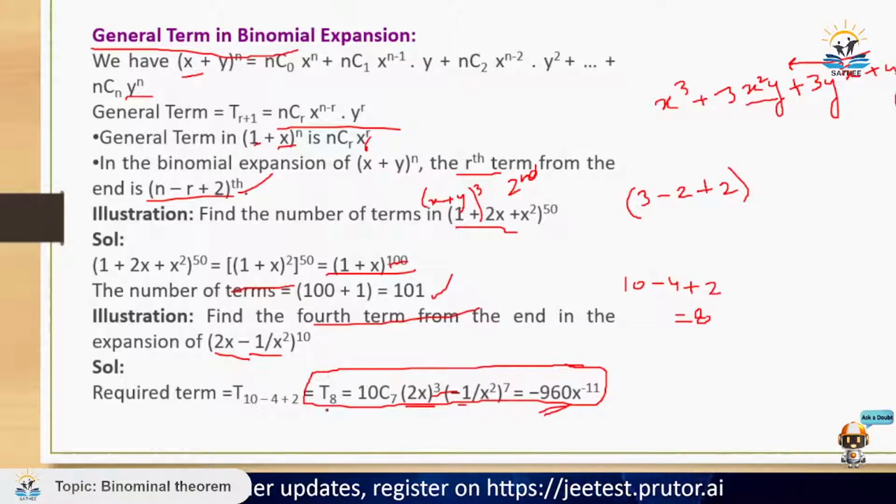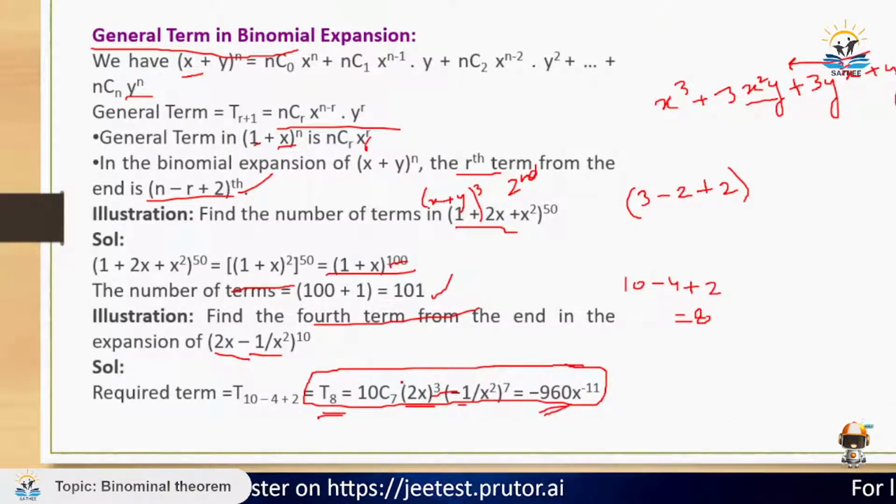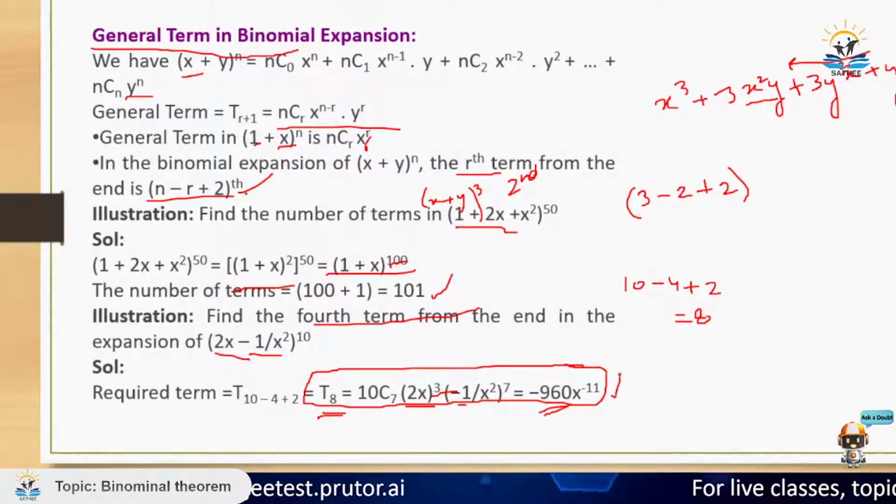Okay, so just remember here also for calculating the 8th term I used T r plus 1, where r is equal to 7. That is why 10C7 (2x) cube (minus 1 upon x square) power 7. Cool.